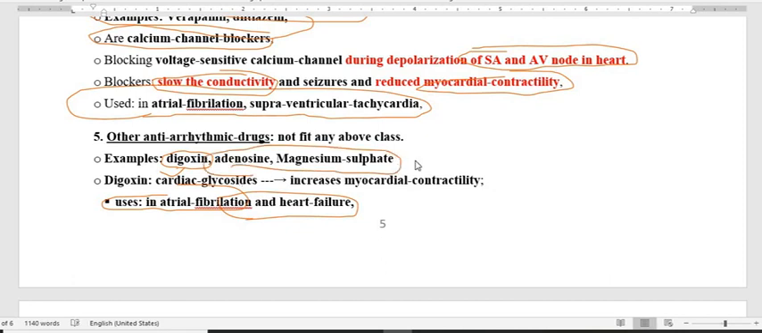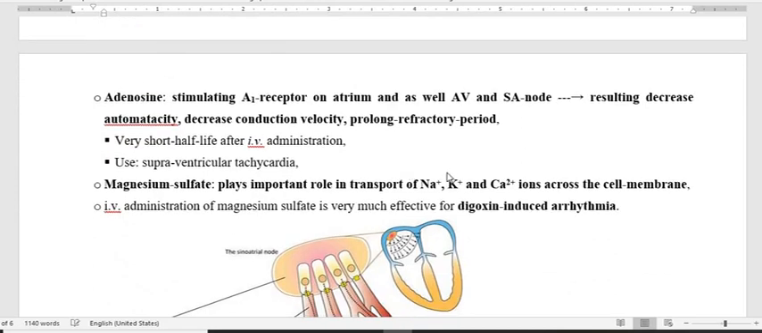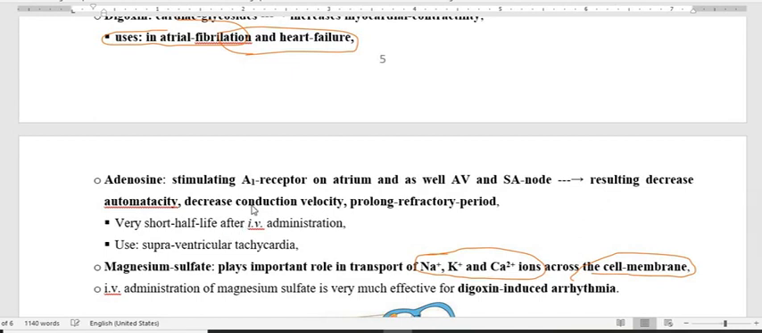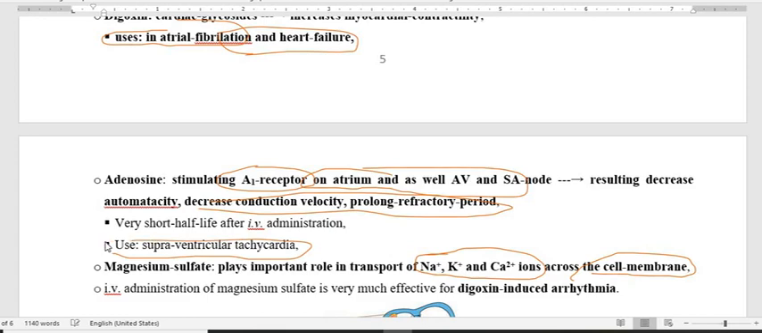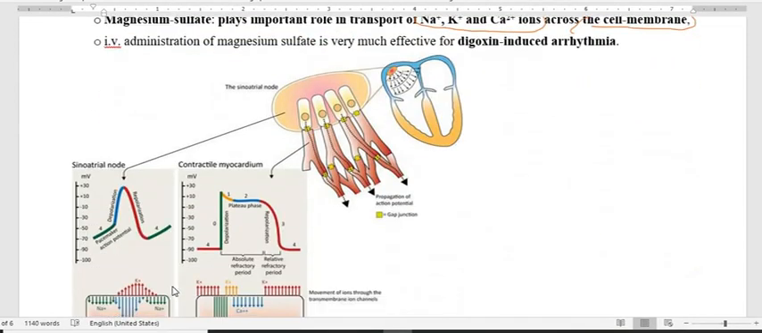Magnesium sulfate acts on channels like sodium, potassium, and calcium, and influences the movement of these ions, whereas adenosine acts on the A1 receptor on the atrium and the AV and SA nodes, and as a result it decreases the conduction velocity and prolongs the refractory period, and therefore it is used in supraventricular tachycardia. So this is all about today's class.